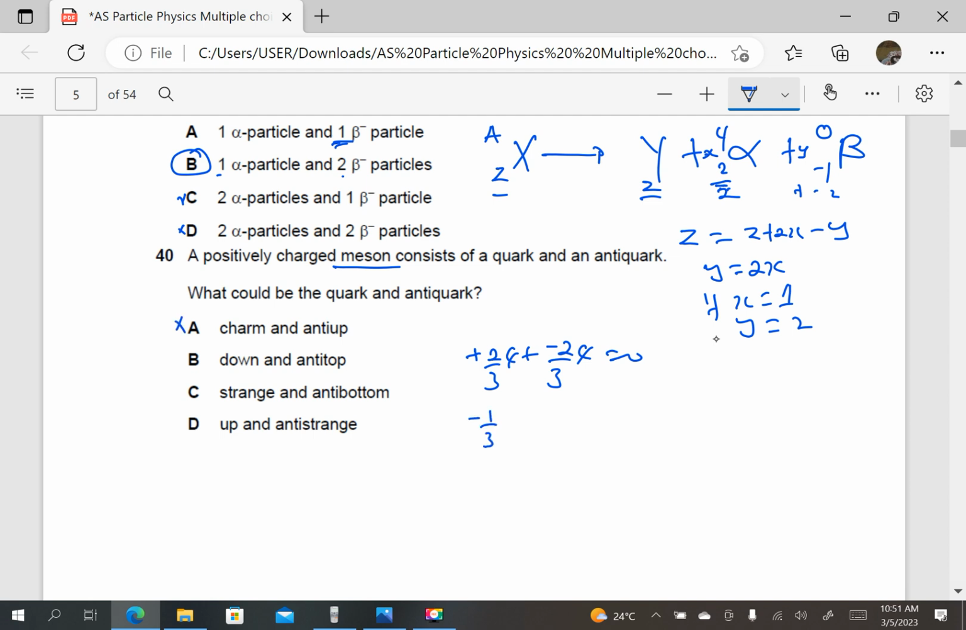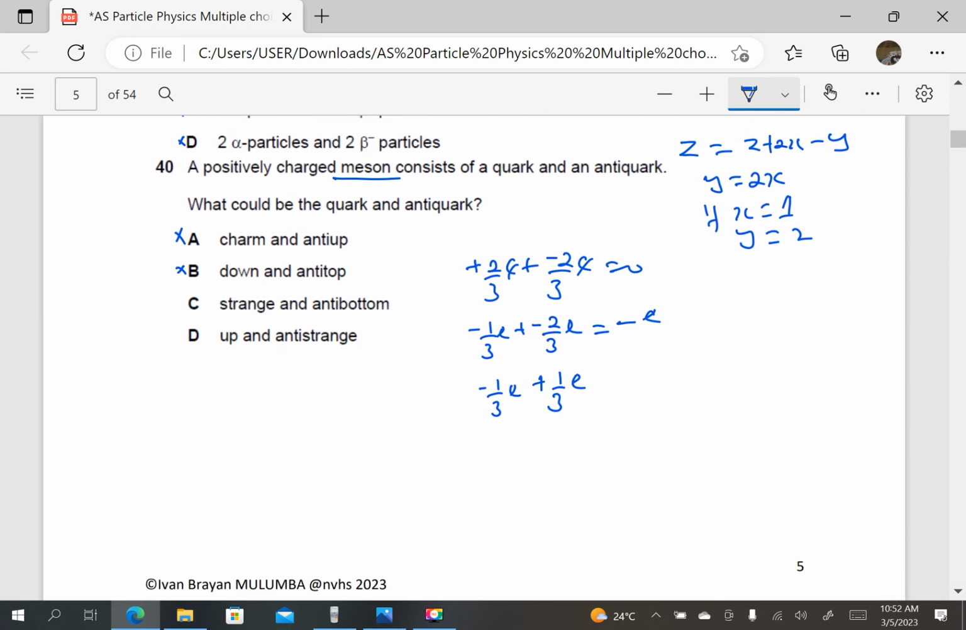Down is negative 1 over 3e, and anti-top, because top is positive, anti-top is negative, so that is negative 2 over 3e. And this one is automatically going to give us a negative e as the charge. So this one is also not positive. Strange and anti-bottom. Strange is negative 1 over 3e. Anti-bottom: bottom itself is negative, anti-bottom is positive, so that is 1 over 3e. The charge of anti-bottom is positive because the charge of bottom is negative.